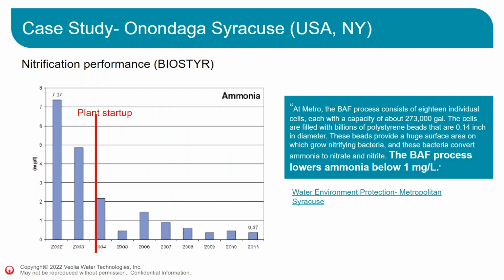This is what we can observe for the nitrification performances. The performances of the secondary treatment are on the left side of the graphs, and then on the right side, this is when the Biostyr was in operation. And what can be seen on the Metropolitan Syracuse side is that the BAF process lowered ammonia down below 1 milligram per liter at all times.